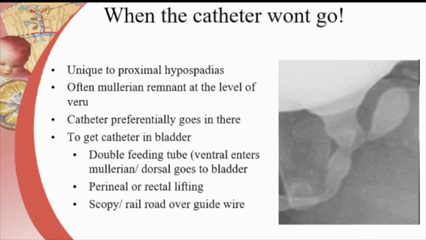Now, sometimes the catheter won't go. This is a problem unique to proximal hypospadias, where you may encounter a Mullerian remnant at the level of the verumontanum, and the catheter preferentially goes into the Mullerian remnant. To get the catheter into the bladder, sometimes you may have to pass a double feeding tube. The ventral one enters the Mullerian remnant, and the dorsal one usually goes into the bladder. Or you can lift the area with perineal pressure or a finger at the rectum, or you may sometimes have to use a cystoscope, put a guide wire, and then railroad the catheter over the guide wire.